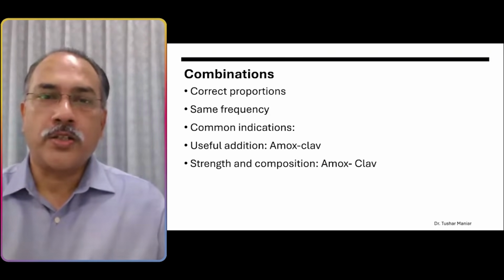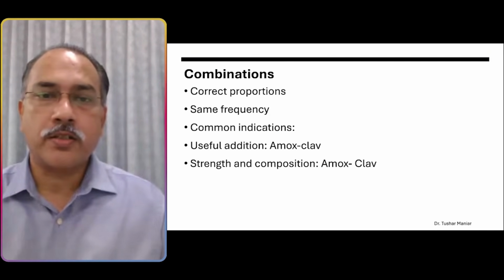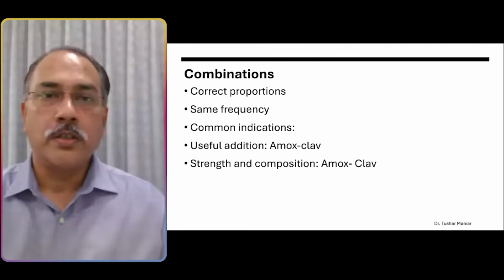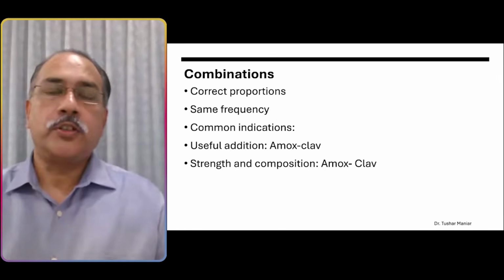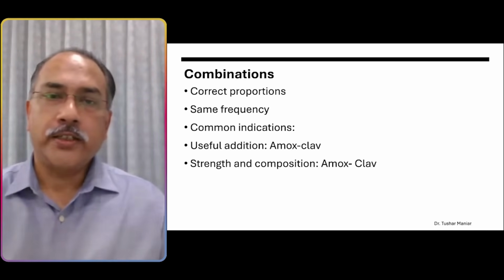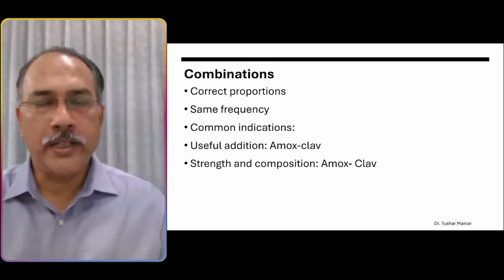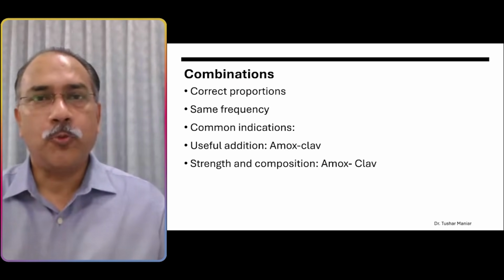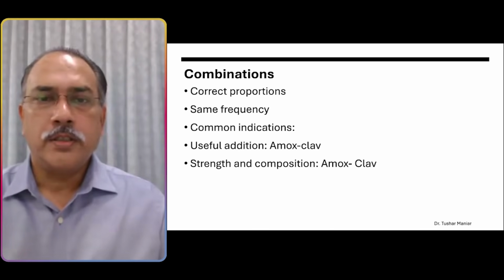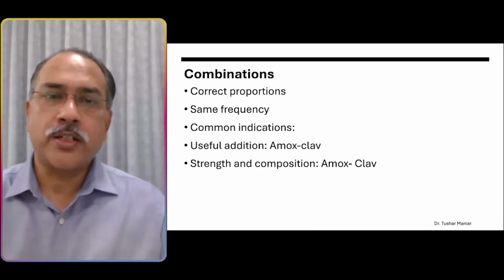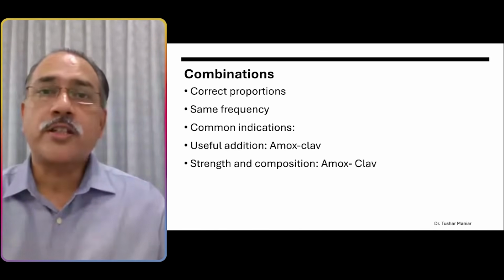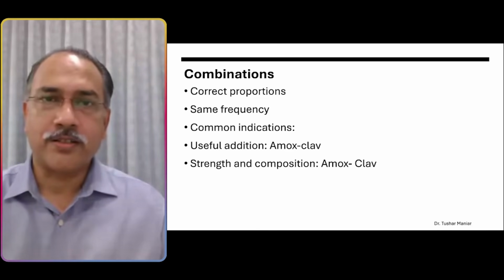So next we come to combinations. How do we choose combinations and why do we choose combinations? When you choose a combination, a few things we need to check. Whether they are in correct proportion, meaning for a milligram per kilogram dose, they have to be in the correct proportion. They have to have the same frequency of dosage. And most important, they should have common indications.